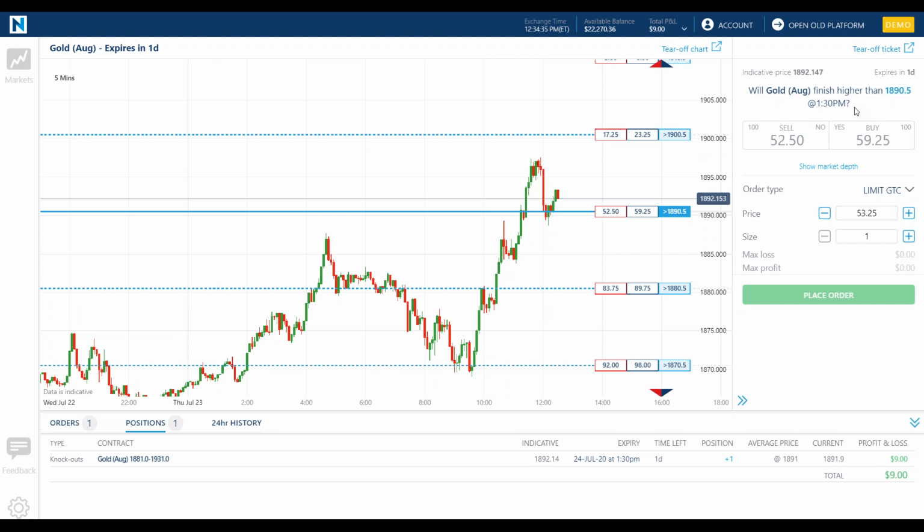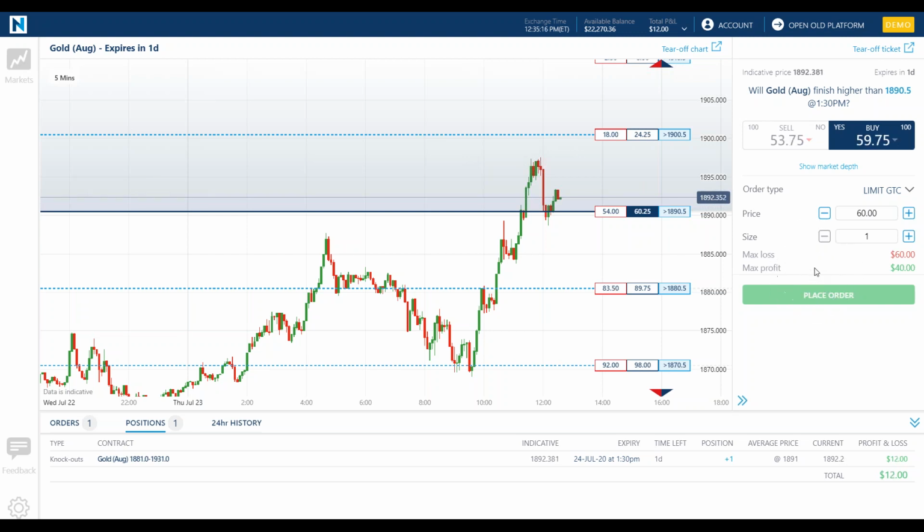Now, what am I actually trading? The prices I'm looking at are the probability that this statement will be true. Now, with gold currently trading at 1892 and above 1890.50, the probability that it will settle above 1890.50 in one day is currently, the market's pricing at around 55% or 56%. That's right in the middle of the bid-ask spread. If I thought gold were going to continue to go higher, let me just click 60. All right, and I wanted to buy one at 60.